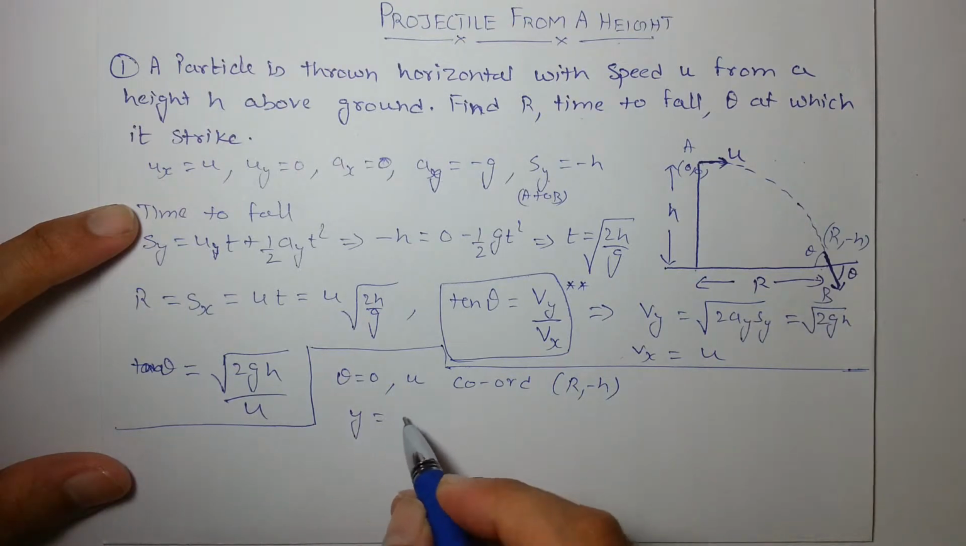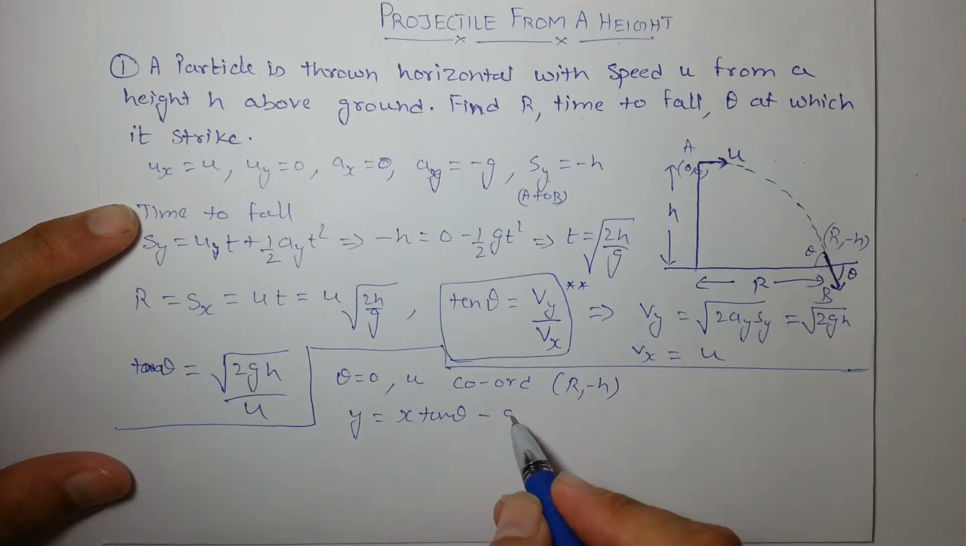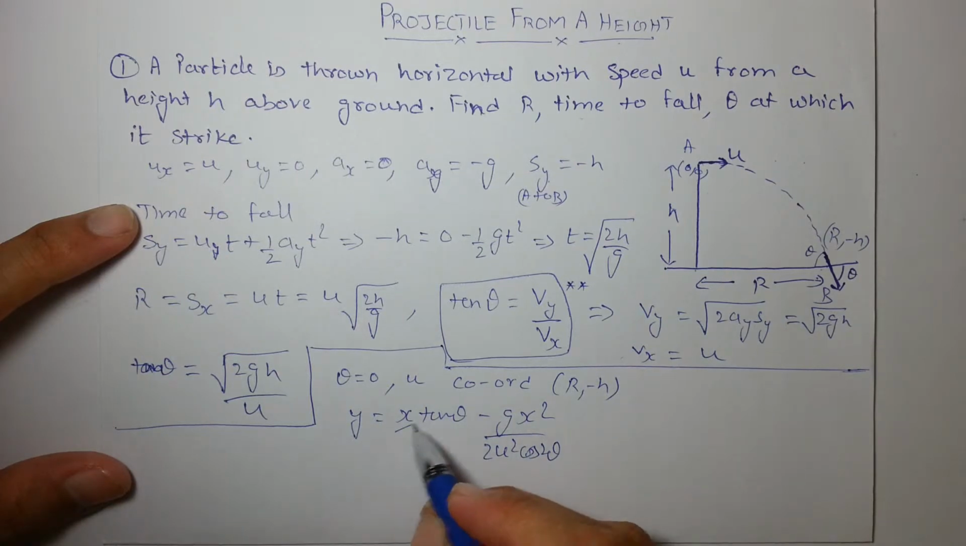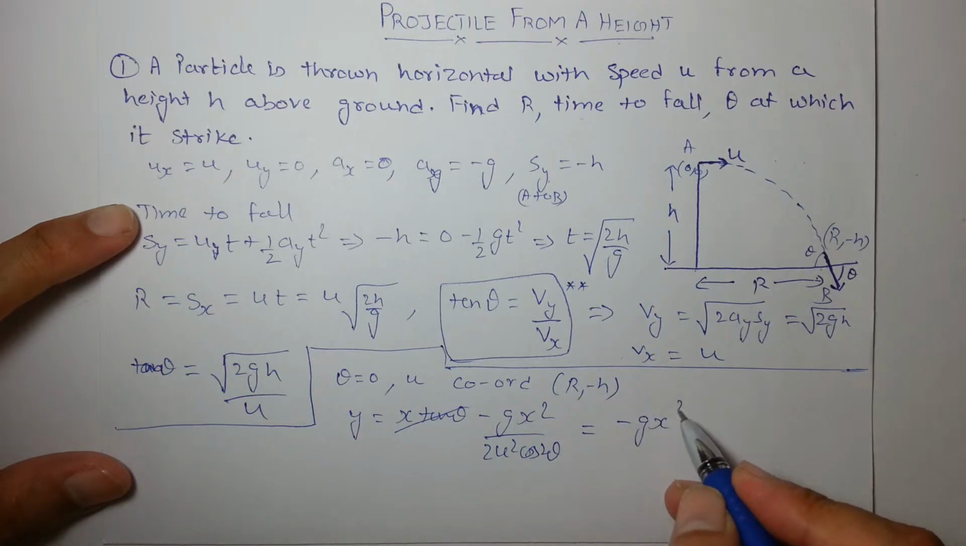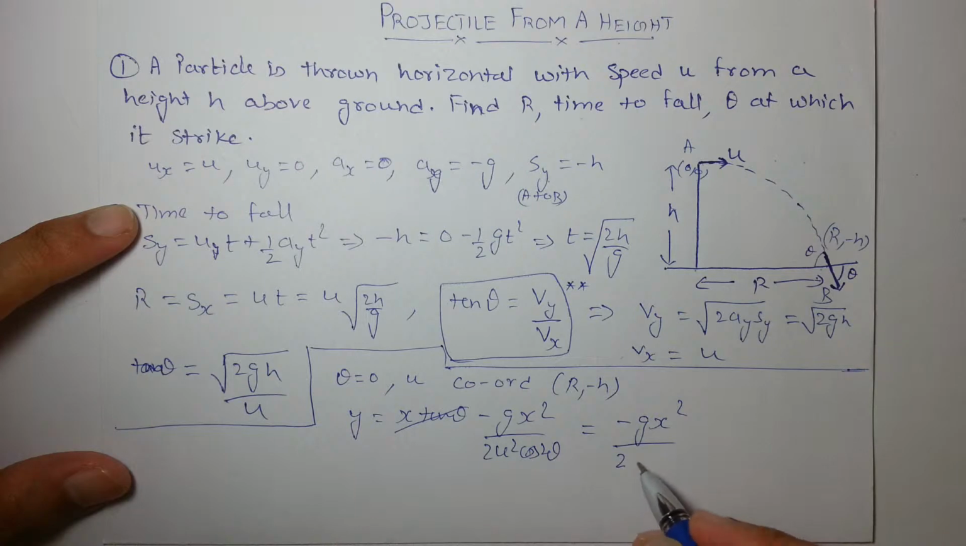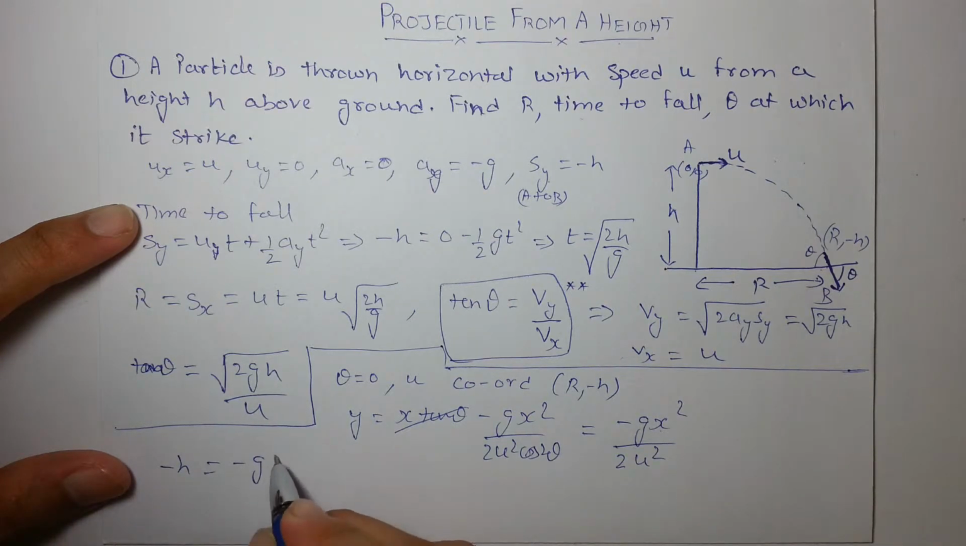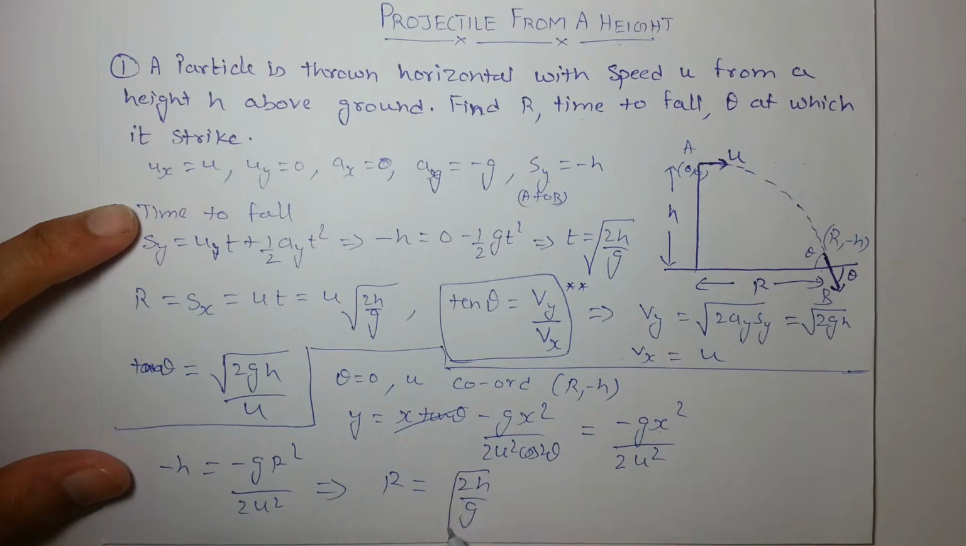So y equal to x tan theta minus g x square by 2 u square cos square theta. Just this will be 0 as theta is 0, so it will be minus g x square by 2 u square only, cos square theta will be 1. Put the value of y and x. y is minus h, minus g r square by 2u square. r comes out to be root of 2h by g into u. Okay, so the same expression comes from this way also.